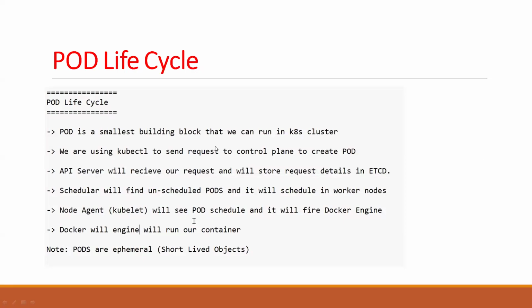So a pod is the smallest building block that we can run in the Kubernetes cluster. We use kubectl to send a request to the control plane to create a pod. The API server will receive our request and store the request details in etcd. The scheduler will find unscheduled pods and schedule them on the worker nodes. The node agent kubelet will see the pod scheduled and will call the Docker engine. The Docker engine will run our containers.